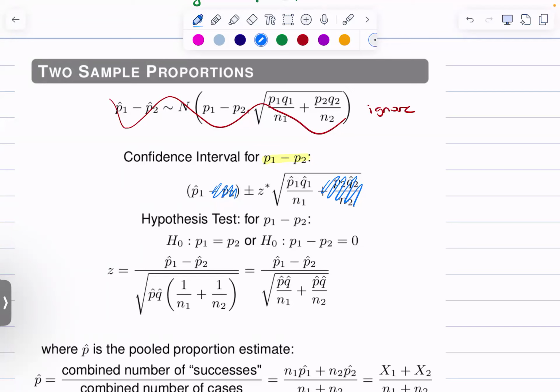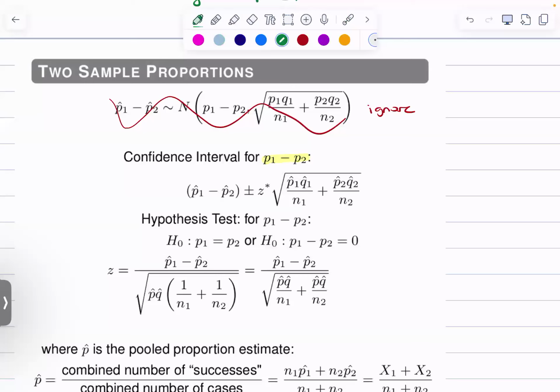So we're just building it out. We've got another sample that we need to incorporate. And so it looks the same, except now we're talking about P1 minus P2. P1 represents group 1, of course, and P2 represents group 2. Should have said that earlier, I guess. But everything else stays the same.